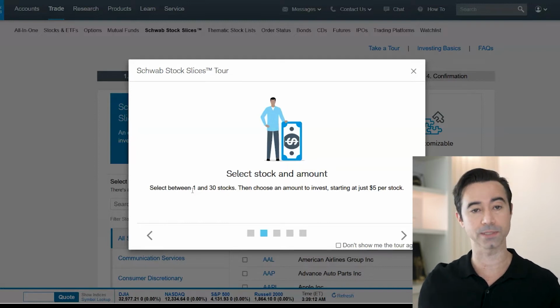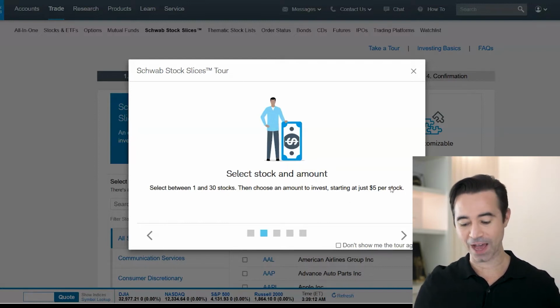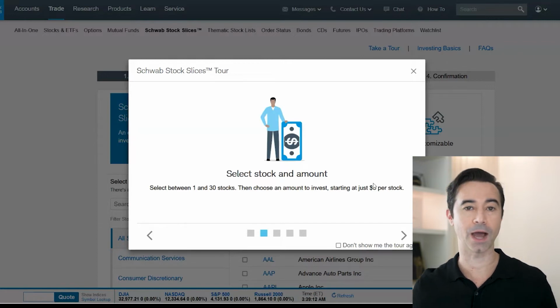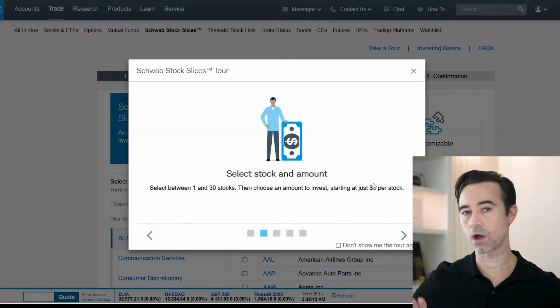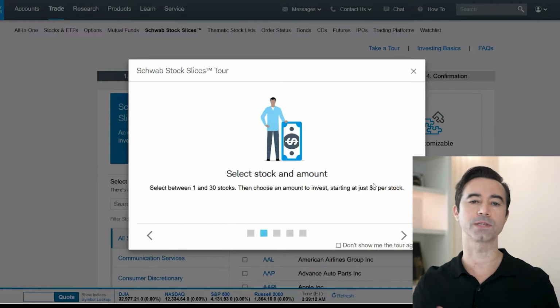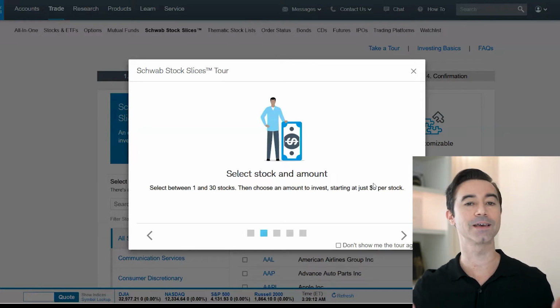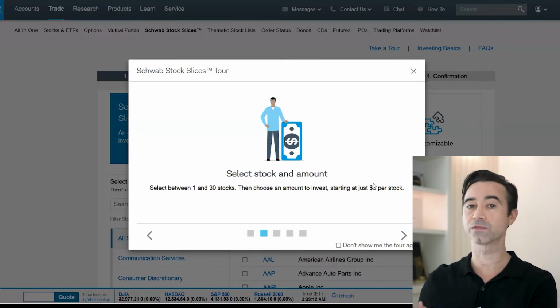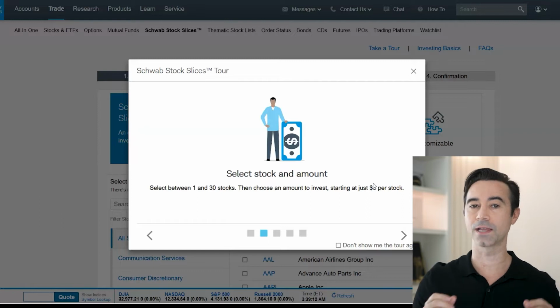I'm going to actually buy multiple stocks today. You can go as low as $5 for every stock that you buy. So not $5 total for all 30 stocks, $5 per stock. So for example, if you buy 10 stocks, you're going to need to pay at least $50 total, $5 for each of those 10 stocks, okay? So no less than $5 in any one company.